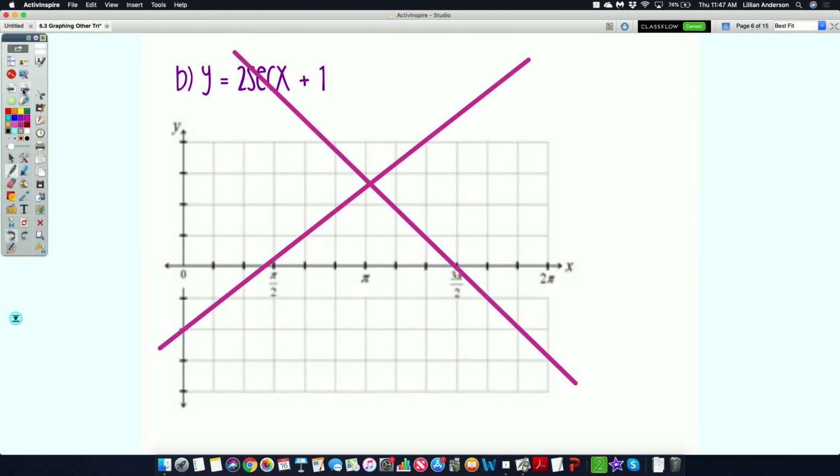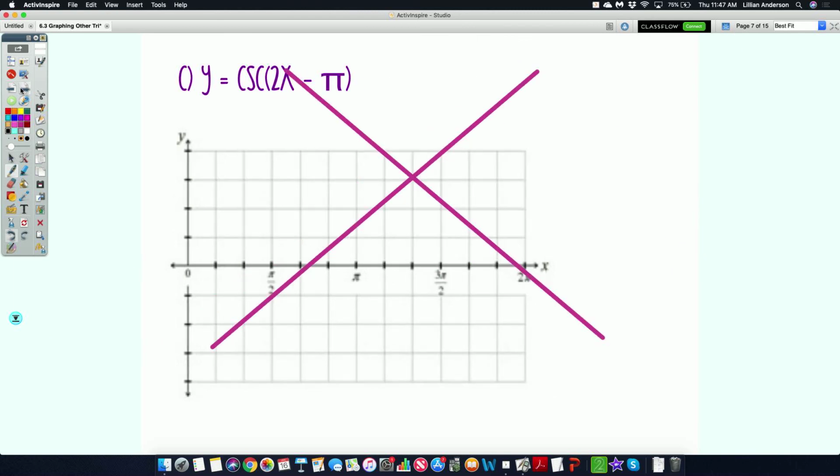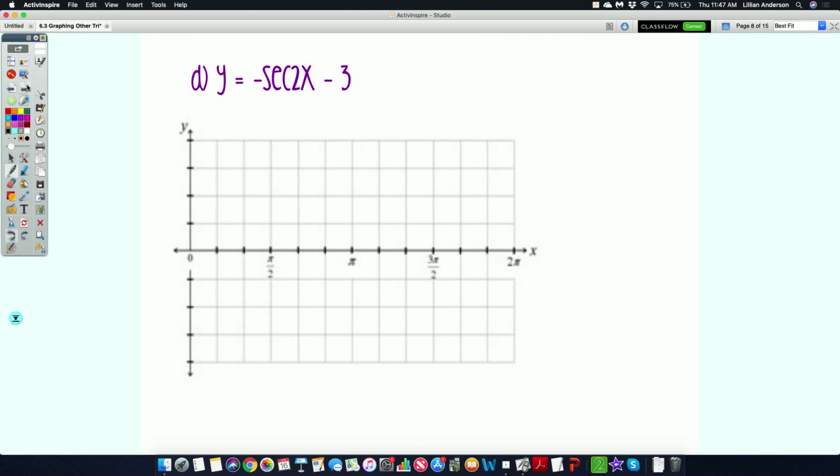Let's do a secant one. Let's do this one. So y equals negative secant of 2x minus 3. Negative secant of 2x minus 3. What's going to happen to my x's?